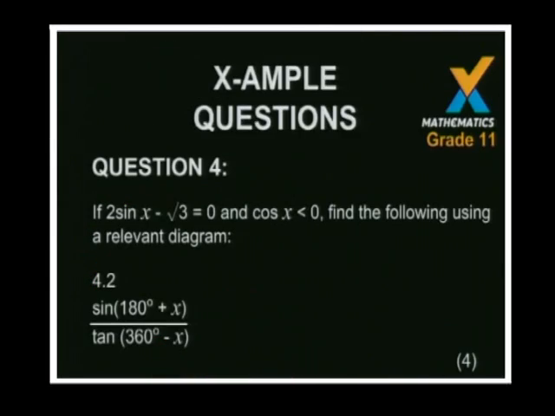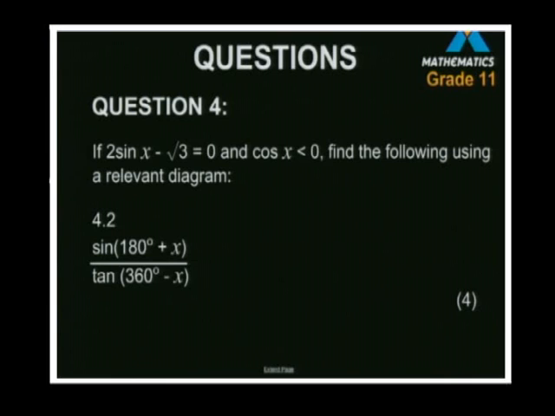Let's move on to 4.2. 4.2 says, find the following using a relevant diagram, exactly the same as the previous one. Again, you are going to use the diagram that you just used to find the values of sine 180 plus x, tan 360 minus x. Now, as soon as they give you a reduction formula, you have to reduce it first and then simplify.